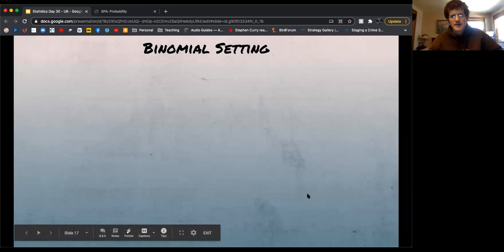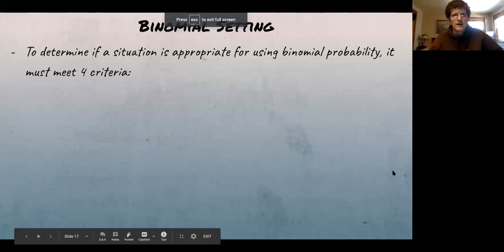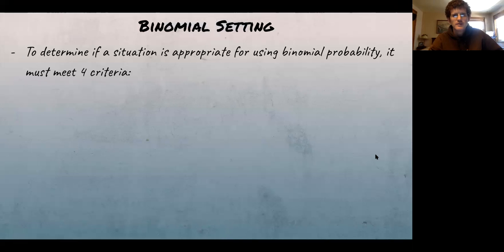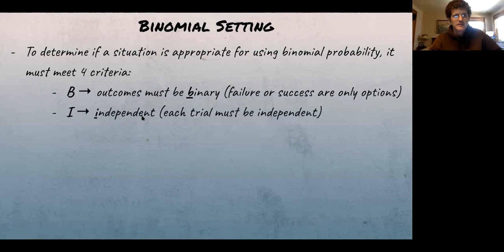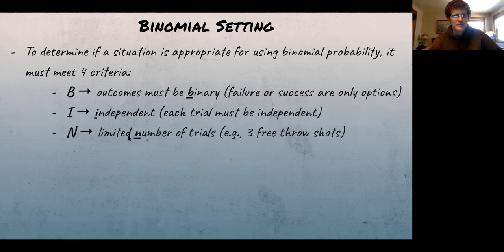So let's kind of talk about the takeaway from this. What is the actual practical takeaway that we need to know for today? We need to know if it's appropriate to use the binomial setting. And it must meet 4 criteria. It must be a Bernoulli trial. It must be binary and independent. The extra condition is that we need to have a limited number of trials. So if I say you're shooting 3 free throws, how many successes are you going to have? That would be a great case for using a binomial setting.